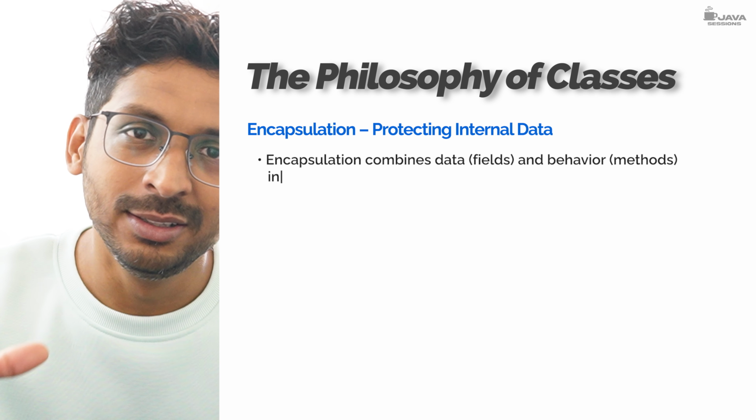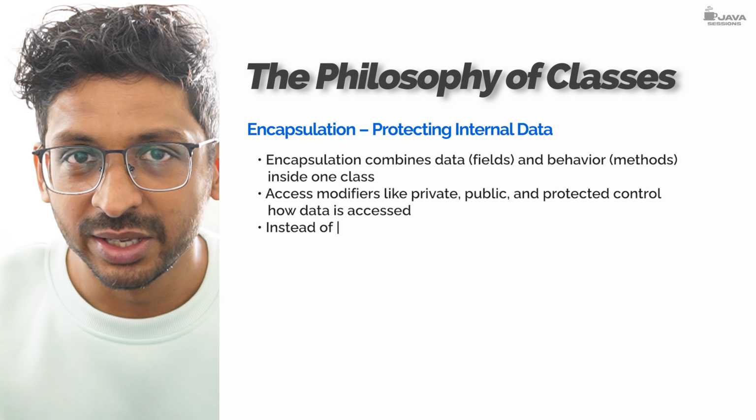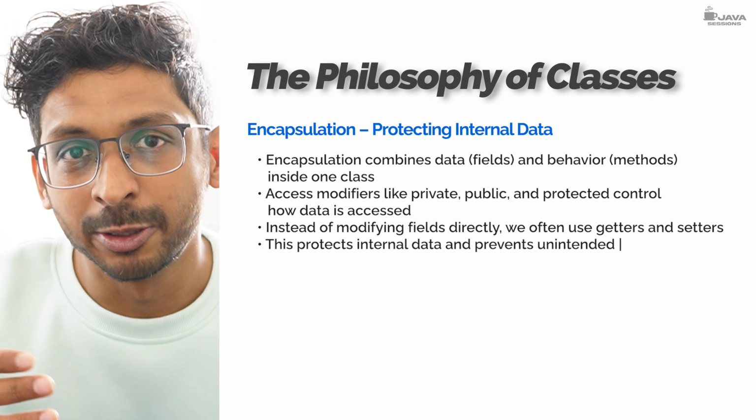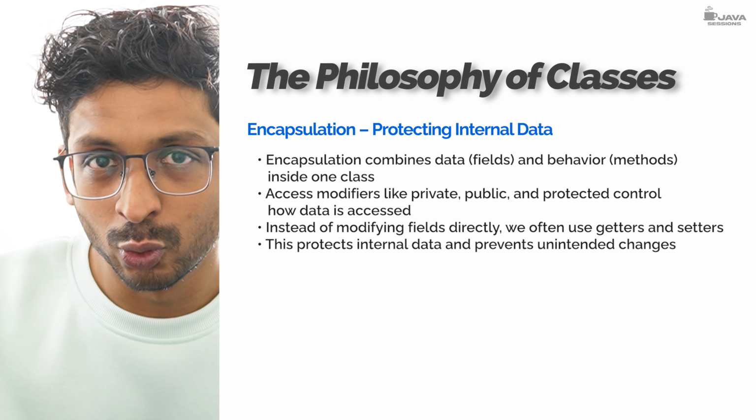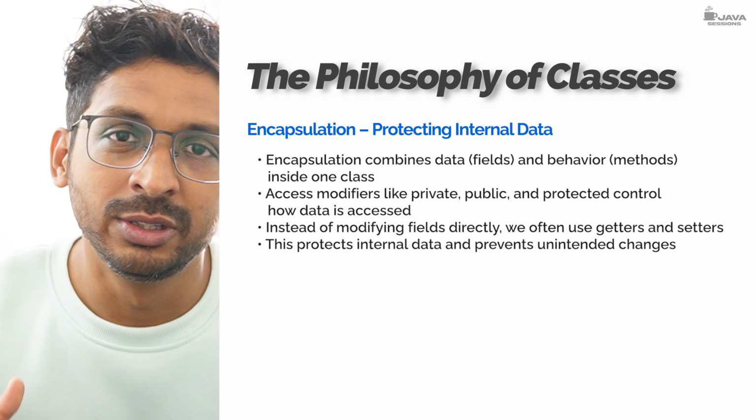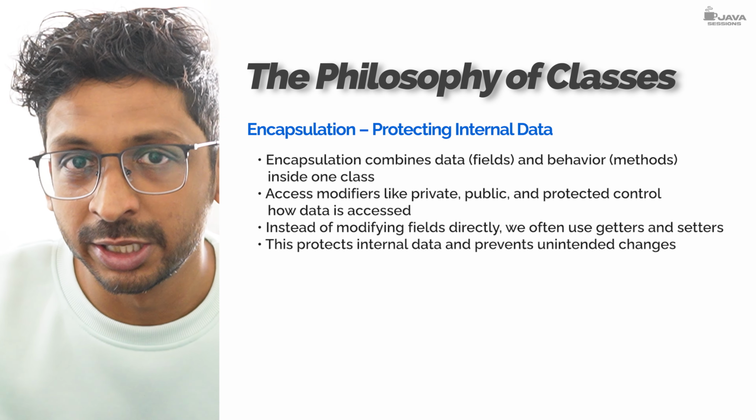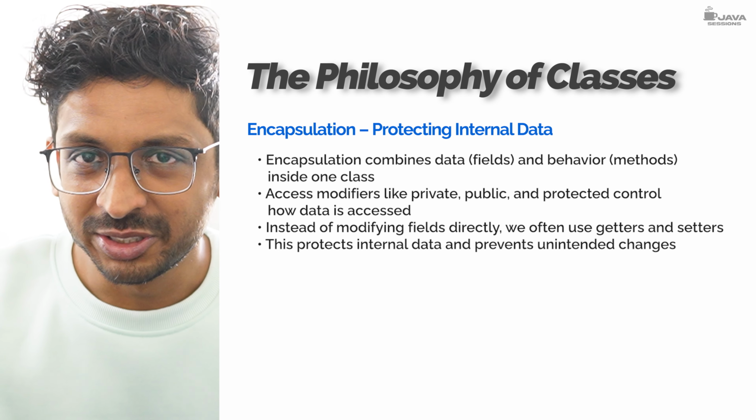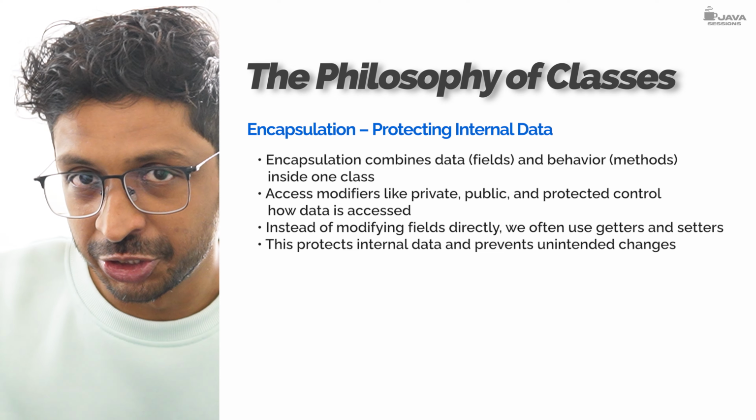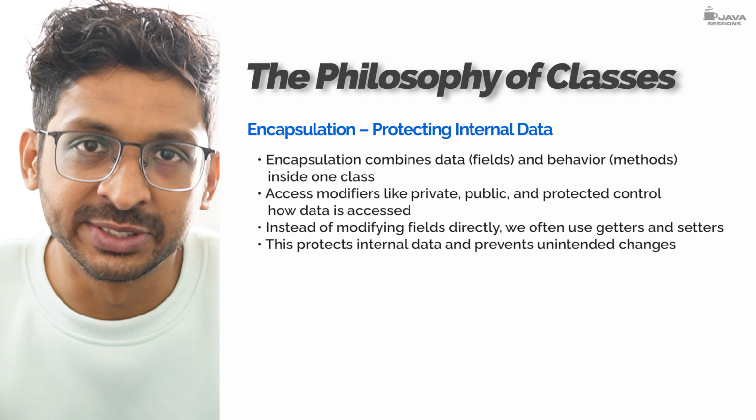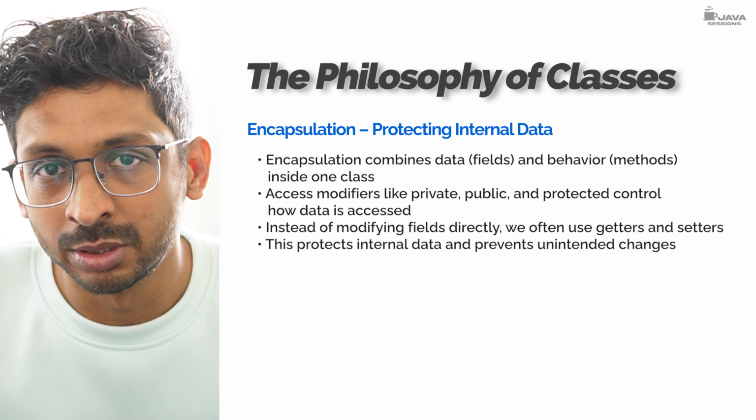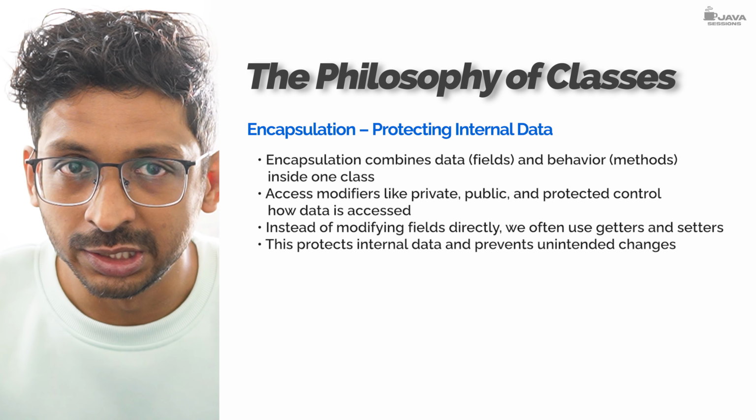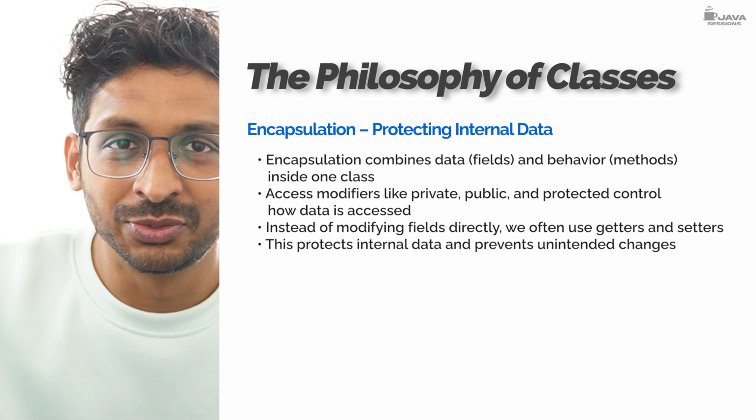Encapsulation, that is hiding the internal state. A class combines fields, that is data, and the methods, that is the behavior, into a single unit. We can also control the access to these elements using the access modifiers like public, private, and protected. It protects data from unintended changes and it improves the overall security which a class offers. We can define getters and setters method while interacting with these fields rather than touching on these fields directly.